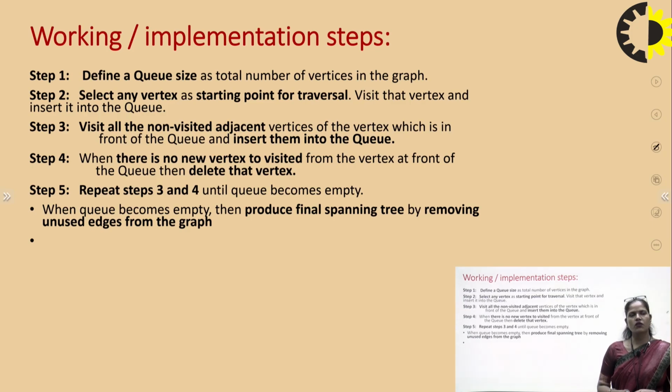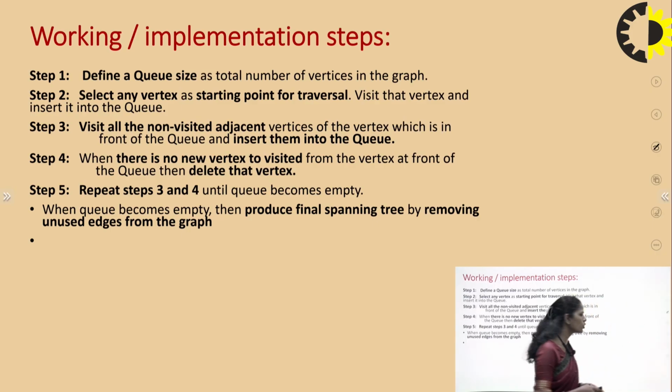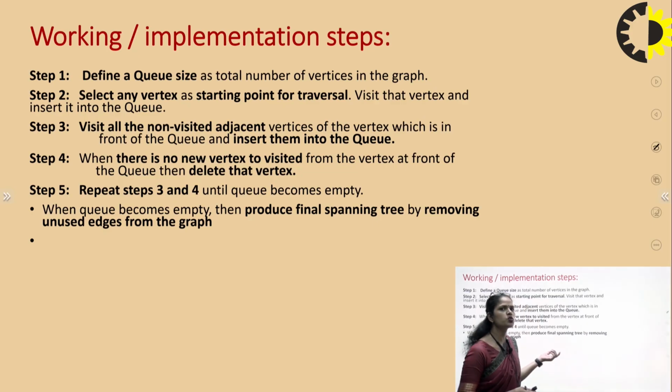Next we will work on the implementation part, or working process of the BFS. So basically, firstly we define a queue, and this queue is used to store the adjacent nodes or the values of the graph, right? So first step is define a queue.